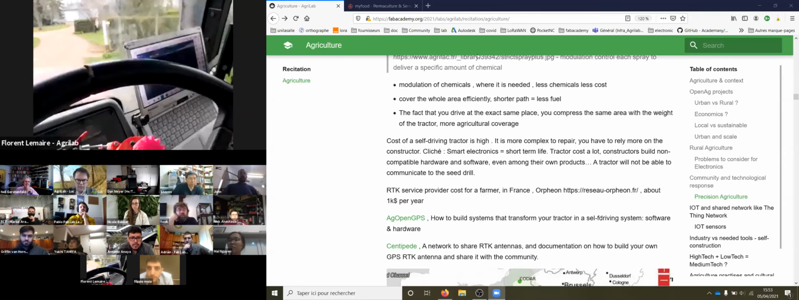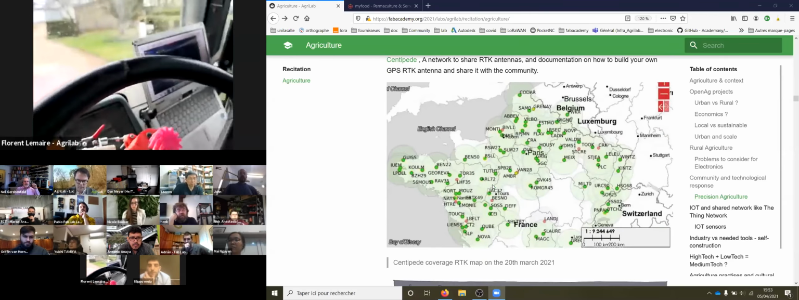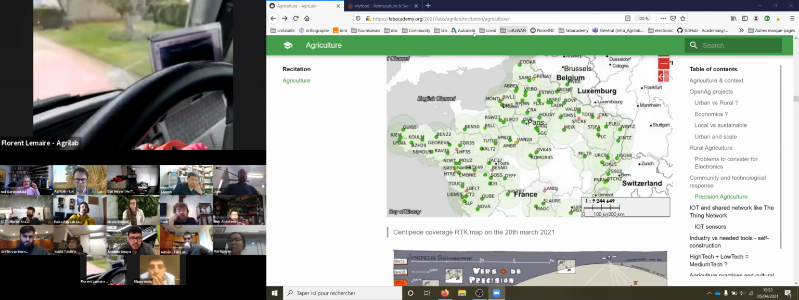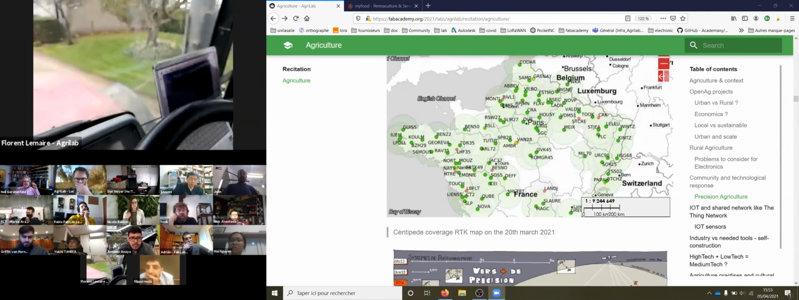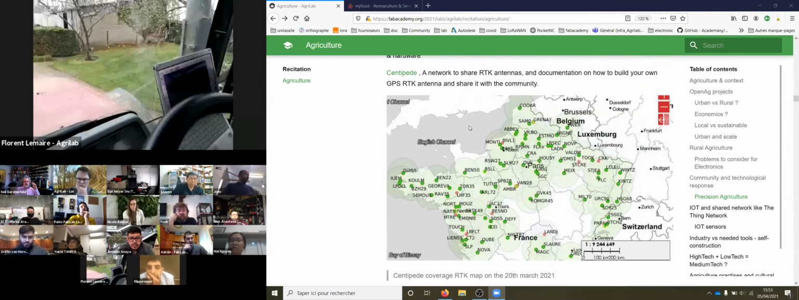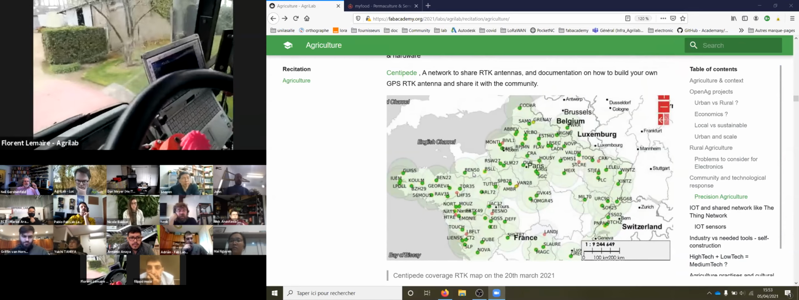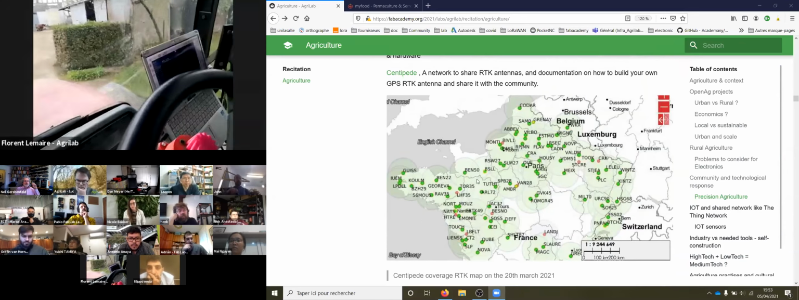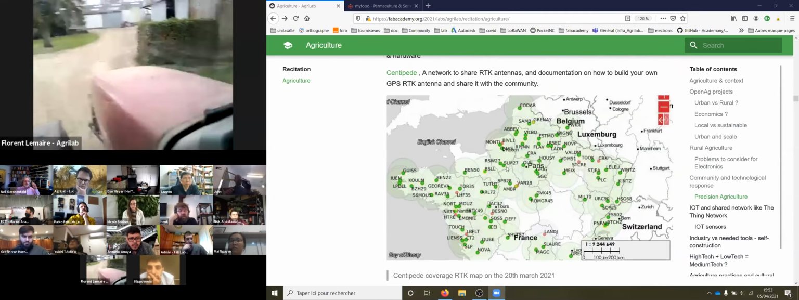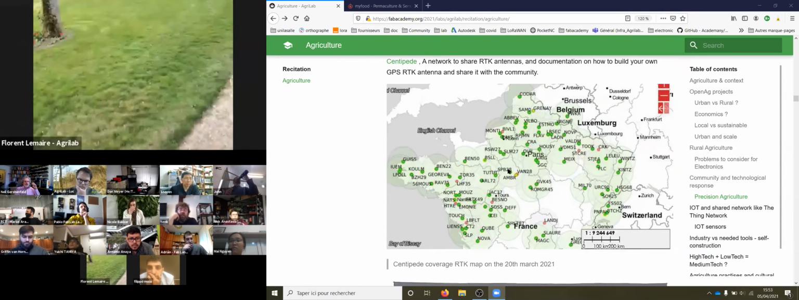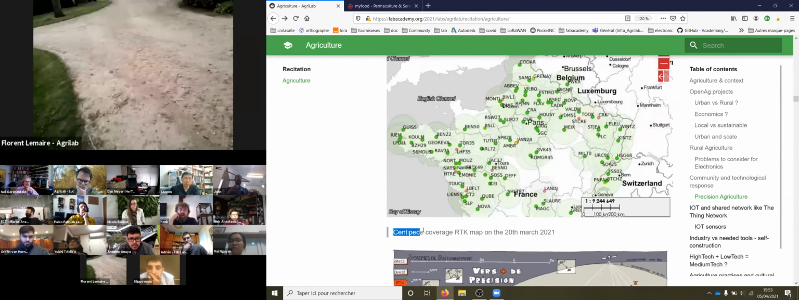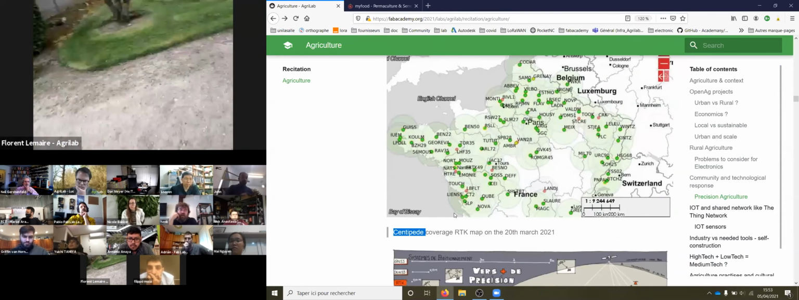So here it's still Luc showing the network of the station, and it's called the project Centipede. And now I will show you.